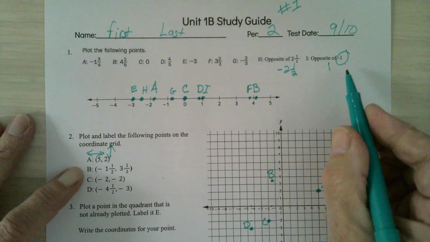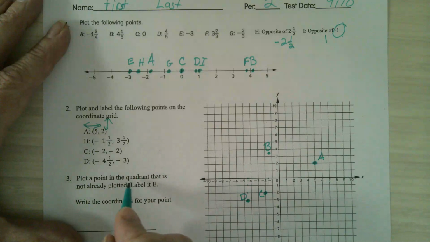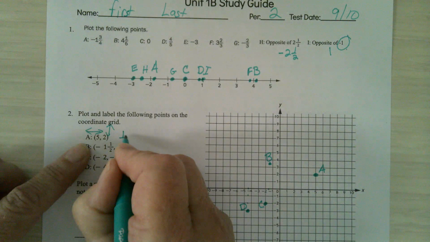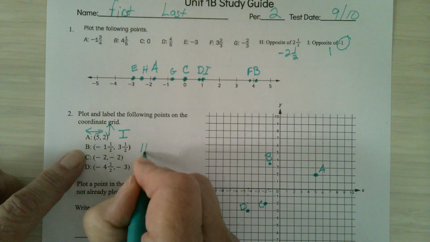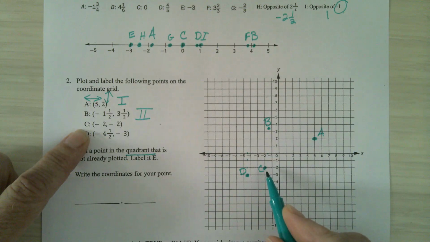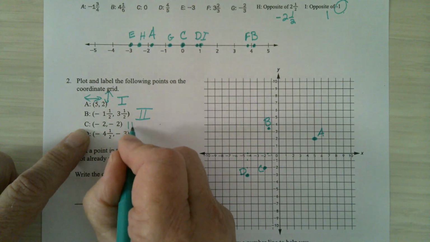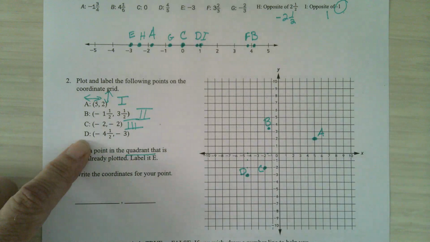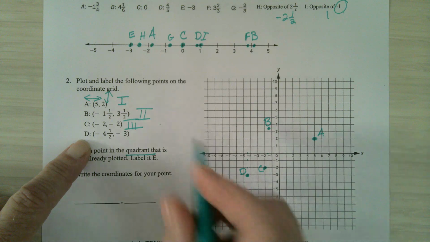Now, let's go back and identify the quadrants these problems are in. Point B is in which quadrant? 2. Roman numeral 2. Point C is in which quadrant? 3. Roman numeral 3. Point D is in which quadrant? No, it's in 3.